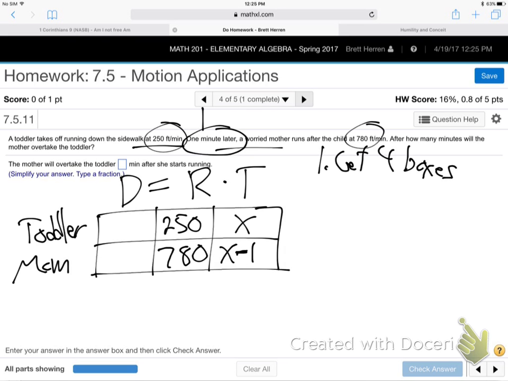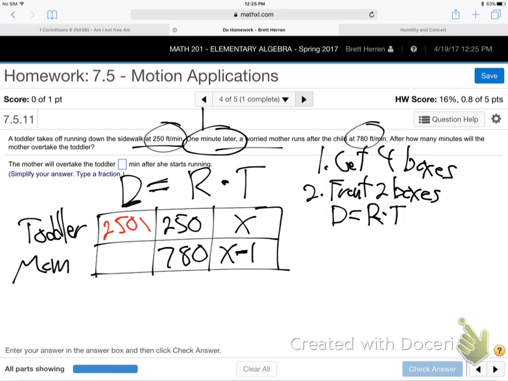All right, so we got our 4 boxes. What do you do once you have the 4 boxes? Step 1 is get the 4 boxes. Step 2, how do you get the front 2 boxes? You multiply. Distance is rate times time, like it says up here. Distance equals rate times time. So it's 250x and 780 times x minus 1. That good?